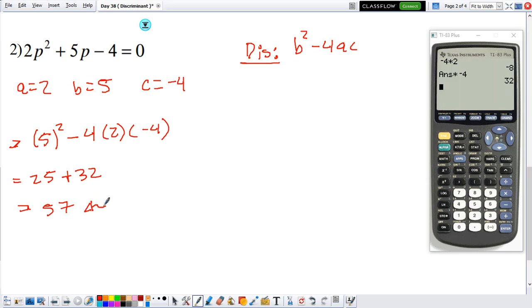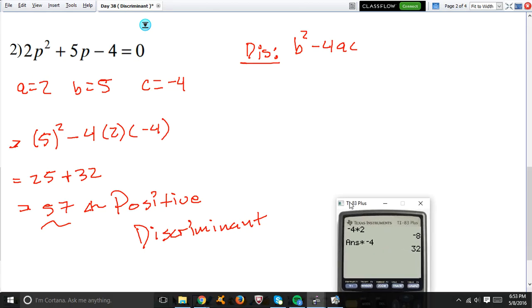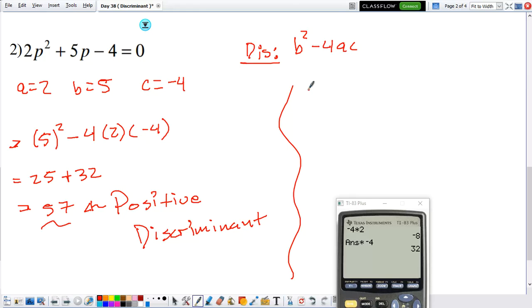Now again, because your discriminant is positive, then we're going to have two real solutions. Well, let's take it one step at a time. We have a positive discriminant, and because we have a positive discriminant, then we have two real solutions.